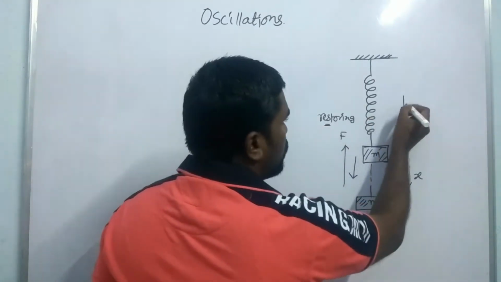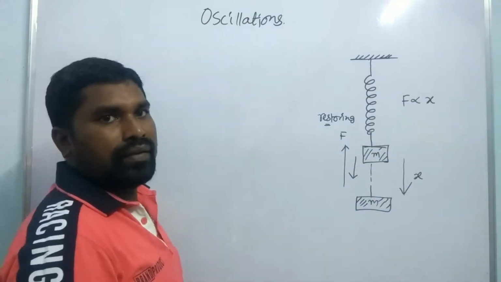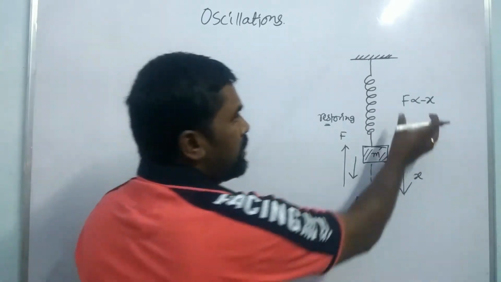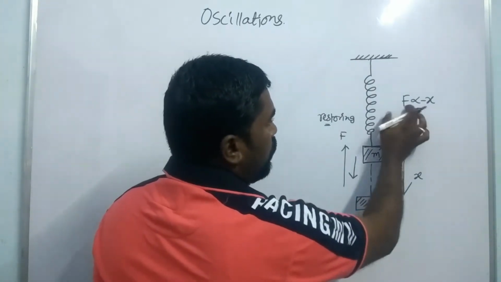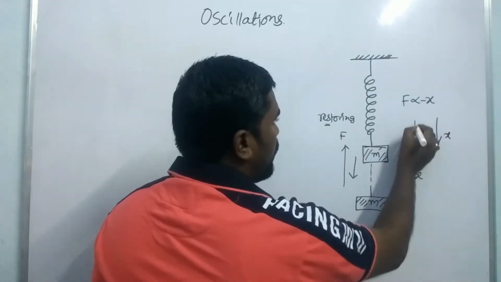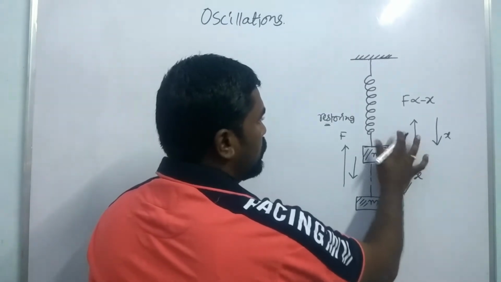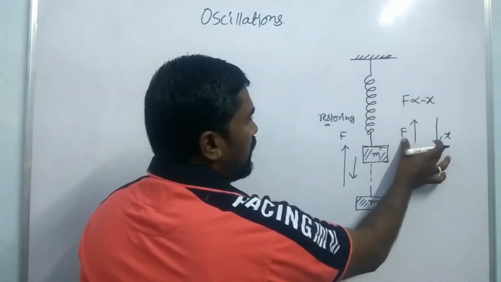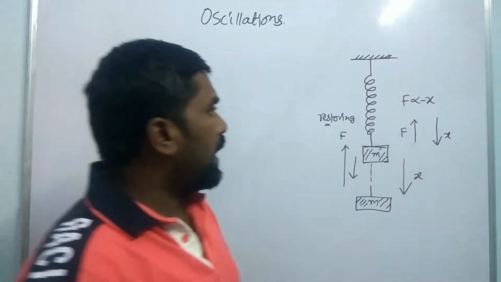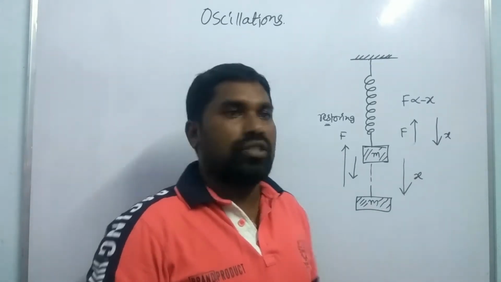Here the restoring force is directly proportional to the displacement of the spring, and also negative in nature. Negative in nature means these two are in opposite directions. If the displacement is in this direction, the force will be in this direction. Here this is the restoring force. So from this you can say the force acting on the spring is directly proportional to the displacement of the particle, and also negative in nature. Okay. So how is it possible?